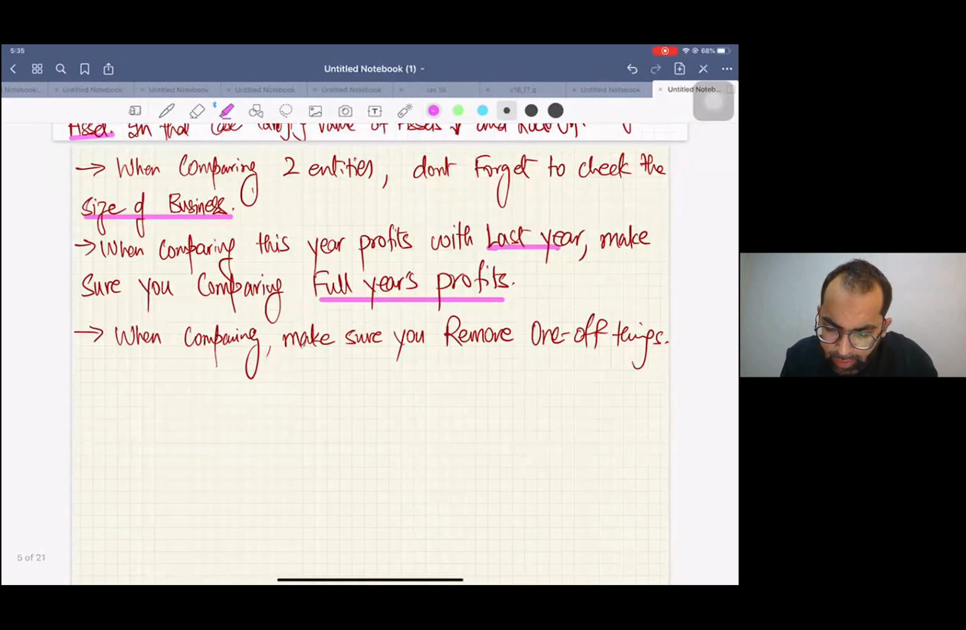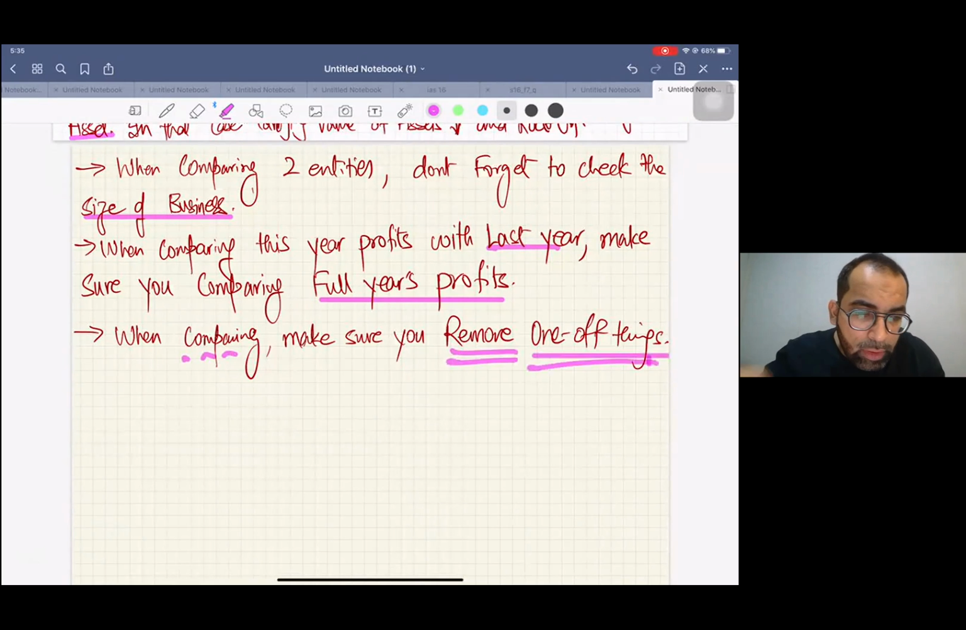When comparing, make sure you remove one-off things. Yes, this is also very important. As I've already told you, if there are one-off things, obviously remove them. Otherwise that comparison is never like with like. Be careful.